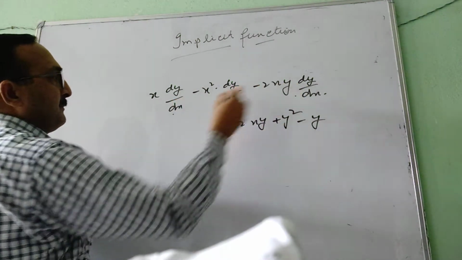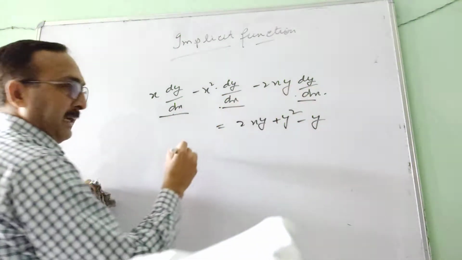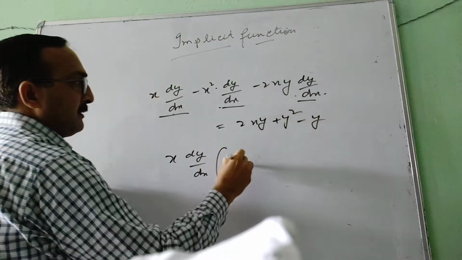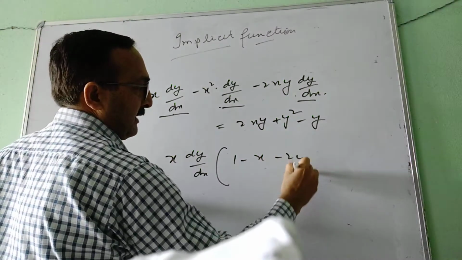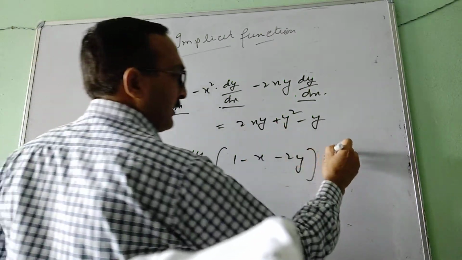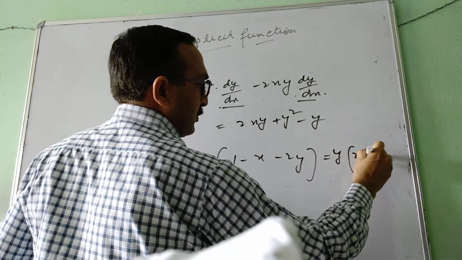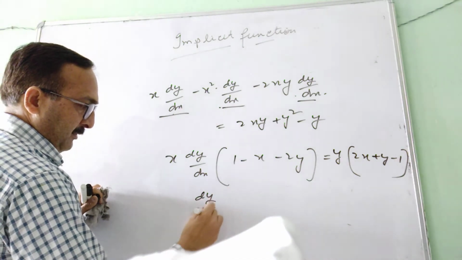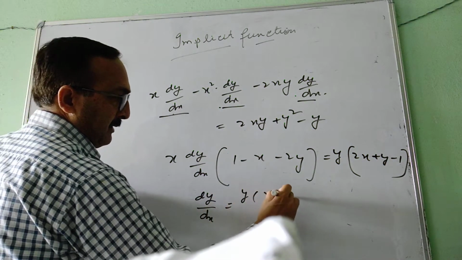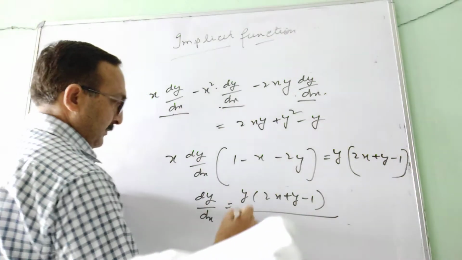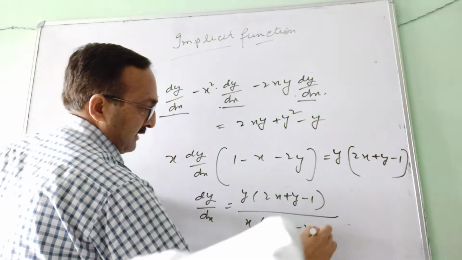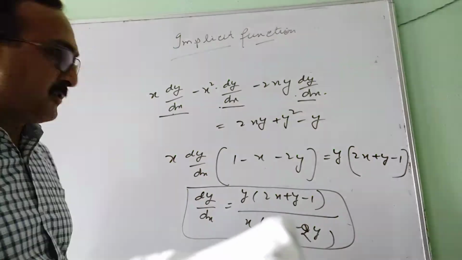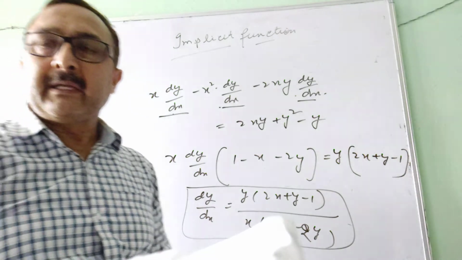What is common in this one? x common and dy upon dx common. What is left? 1 minus x minus 2y equal to, what is common here? y common. What is left is 2x plus y minus 1, and then we want dy upon dx, which is y into 2x plus y minus 1 upon x into 1 minus x minus 2y. So now this is the differentiation of an implicit function.